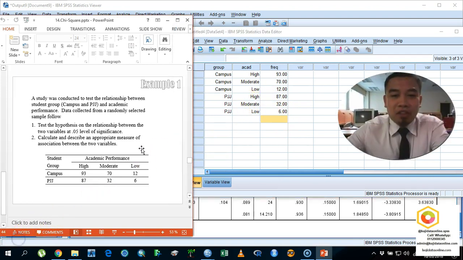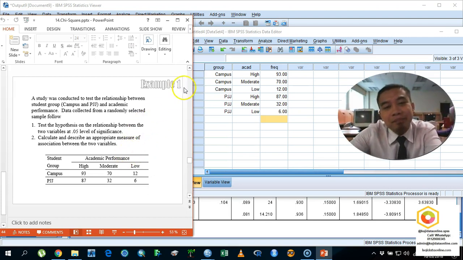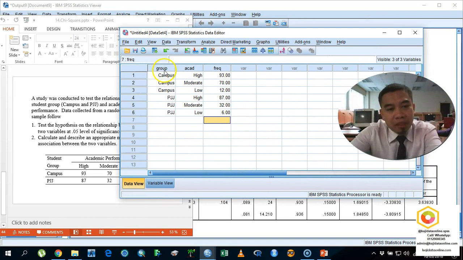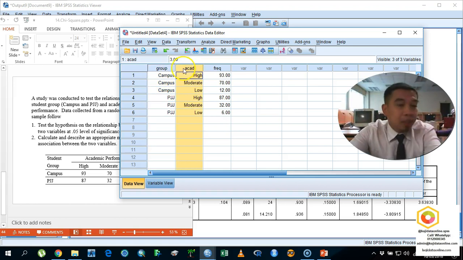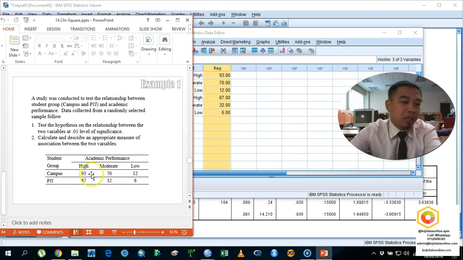Not key in. Please listen to this one because this is the last version of the explanation for the chi-square. Okay, now we got the idea. We want to measure the influential factor of the group and academic performance based on the raw data that we have from the academic division. For example, we call the students who stay in campus. Many of them stay in campus, right?